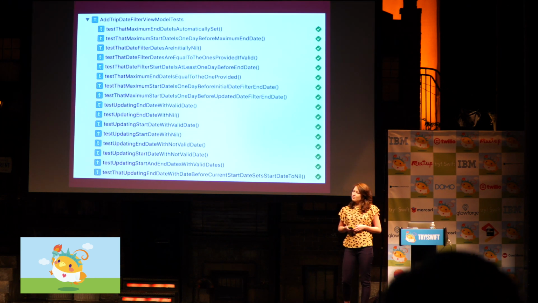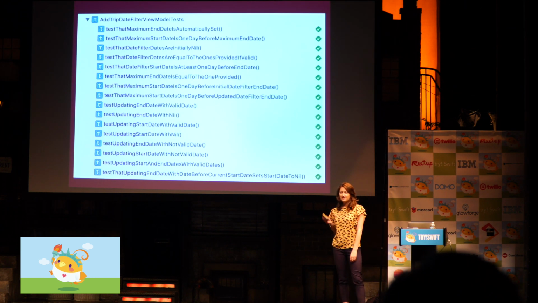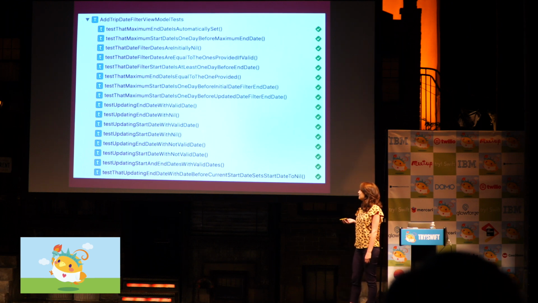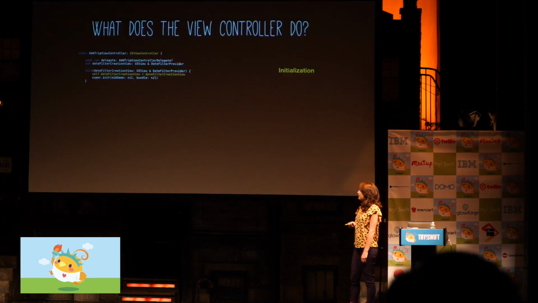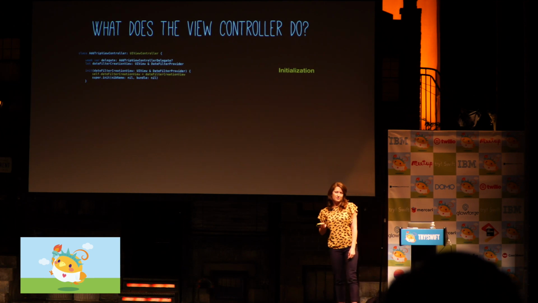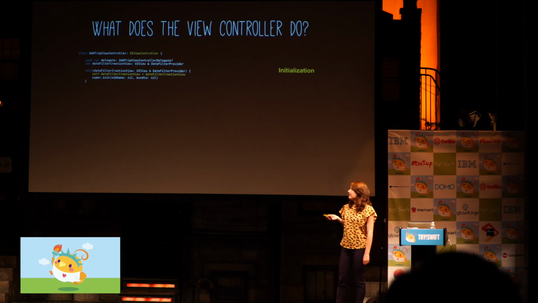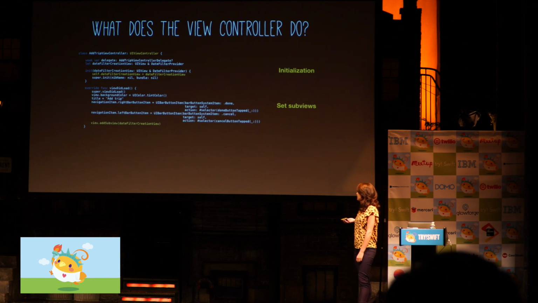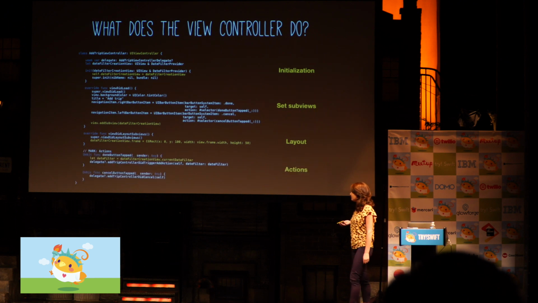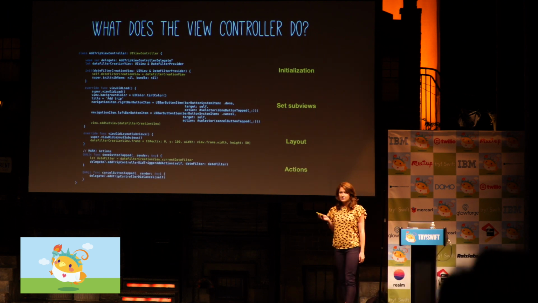And it was really easy to use it. I mean, I captured all of the rules in tests without even creating the view. And the view controller also was really, really tidy. The code here is small, but basically the view controller fits on one screen. It does initialization, it adds the date filter creation view, and just does layout and captures the actions. And that's it. That's the whole view controller.